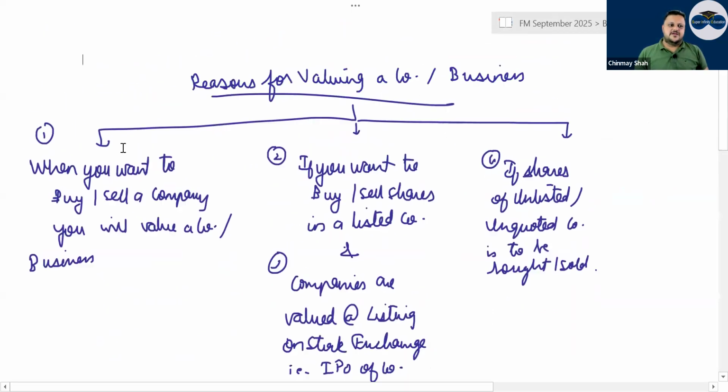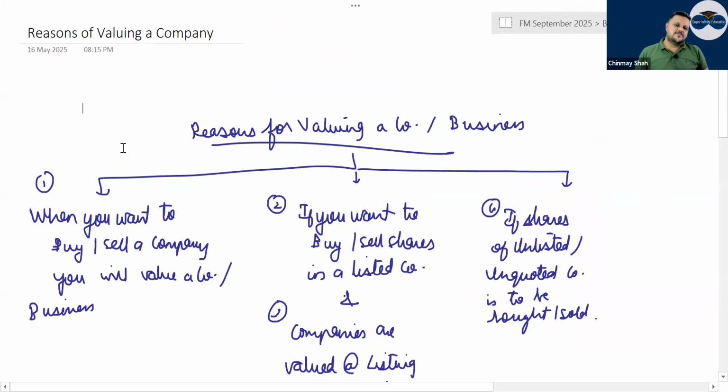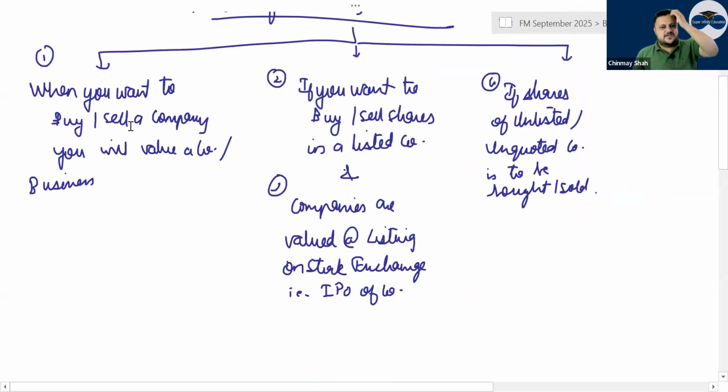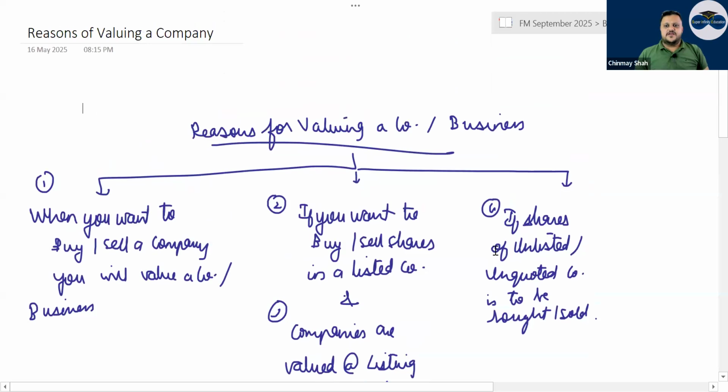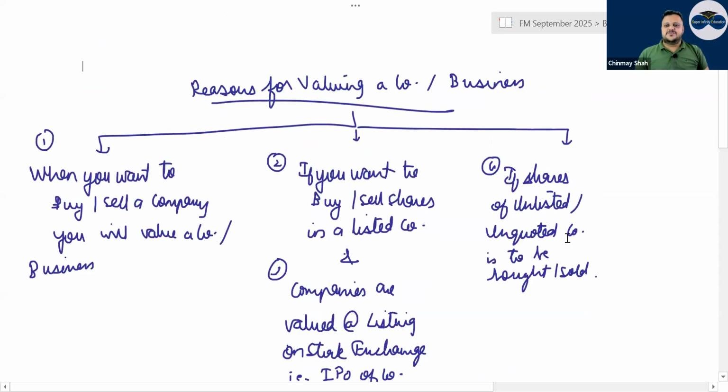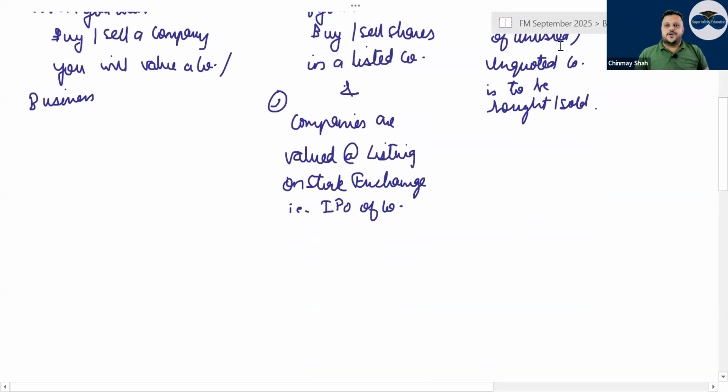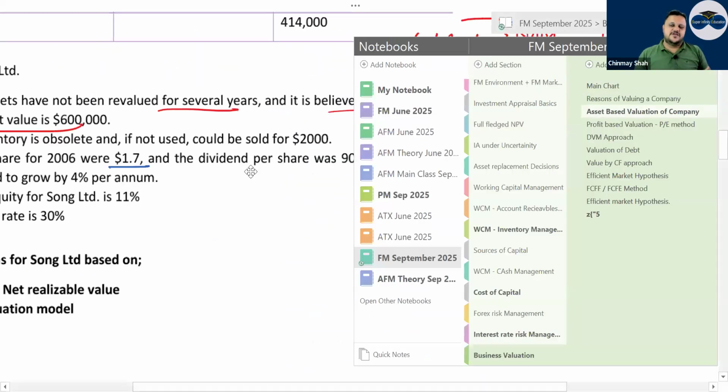There are three reasons, right? You want to buy or sell a company, you value a company. If you want to buy or sell shares in a listed company, and companies are valued at the stock exchange or for an IPO, then it will be there. And if shares of unlisted or unquoted companies are to be bought or sold, correct? Then asset based valuation, this is very easy.